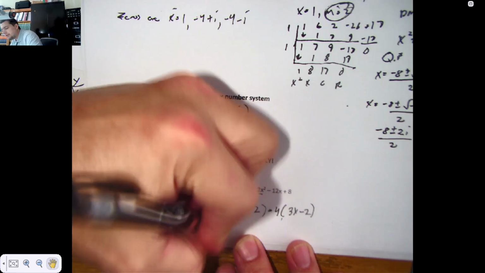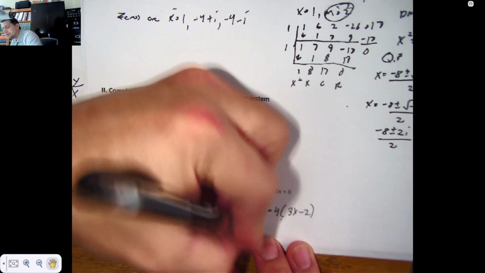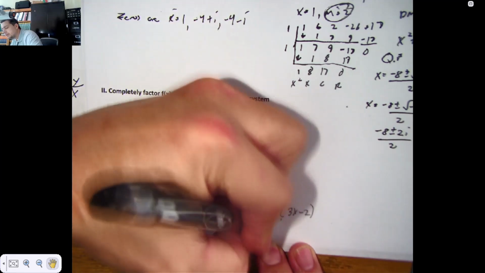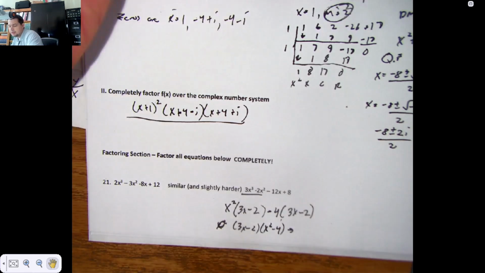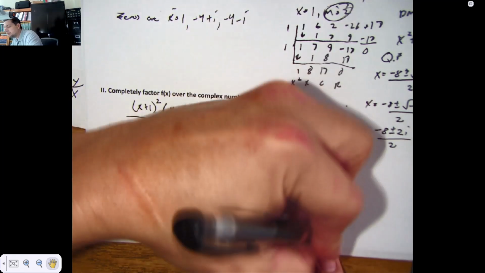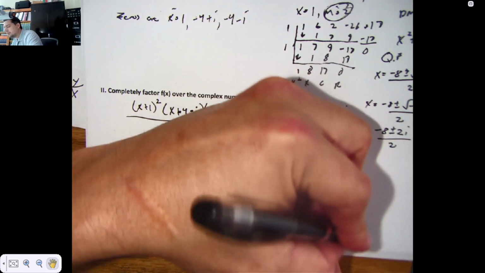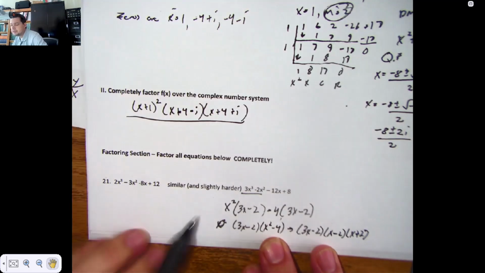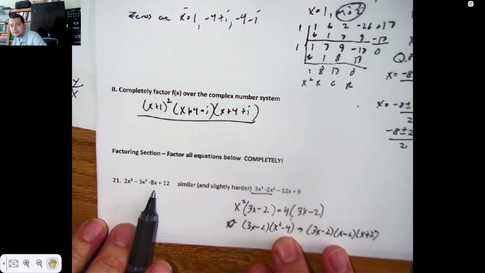If I factor out 3x minus 2 from both terms now, I'm left with x squared minus 4. And this is why this one's a little bit harder. That still factors. Yours is not that hard. Yours is going to be pull and be done with it. You're not going to have that last step that I did.